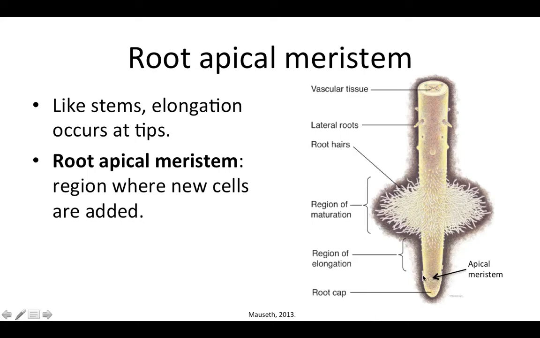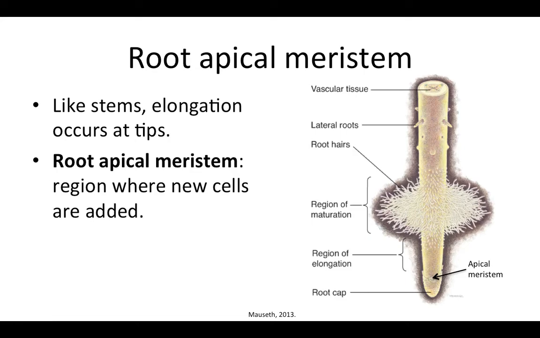So now let's talk about this region slightly above. I said that new cells are made here. This in fact is an apical meristem. It's apical because it's near the apex of the root. And as we said for stems, meristematic tissue is tissue where new cells are added.